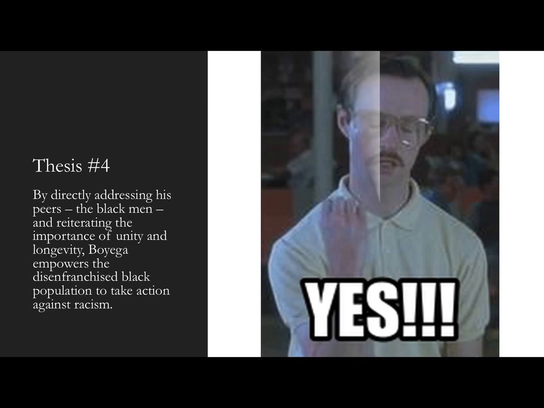Which brings us to Thesis 4, which is: by directly addressing his peers, the black men, and reiterating the importance of unity and longevity, Boyega empowers the disenfranchised black population to take action against racism. I think this one's pretty straightforward. Yes, it definitely gets the point, because we have the choices: one, directly addressing his peers, and two, reiterating the importance of unity and longevity. But we also have the purpose, which is to empower the disenfranchised population to take action.